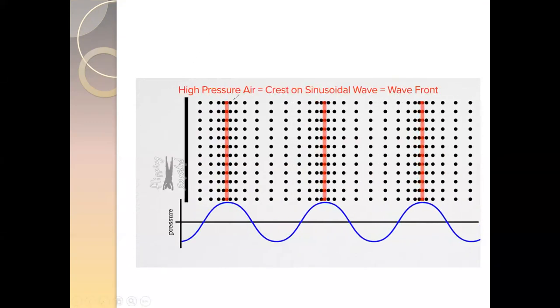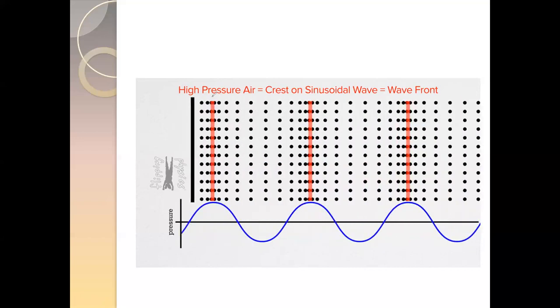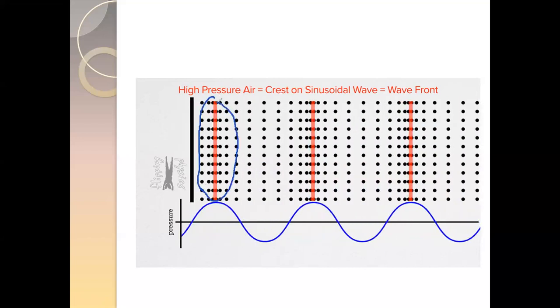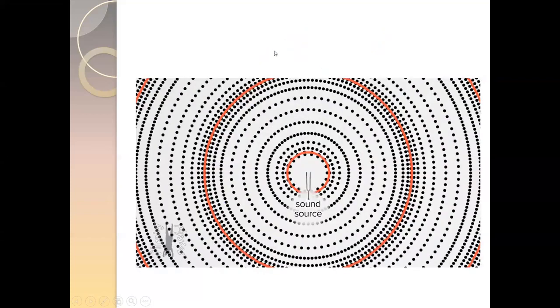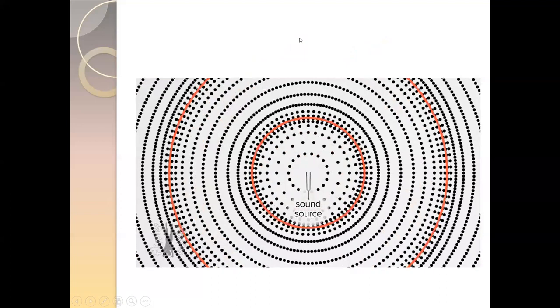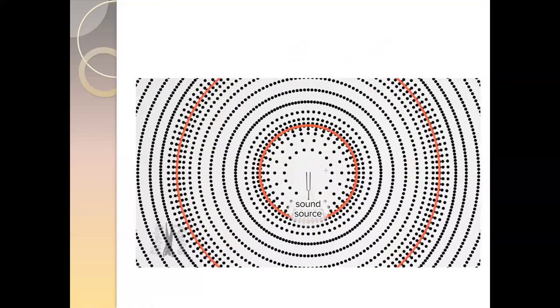And in a longitudinal wave, there are regions where the particles are very close to each other. The region where the particles are closer to each other, we call compressions. And the region where the particles are away from each other, we call rarefaction. So whenever you have a longitudinal wave, there will always be regions of compression and rarefactions.